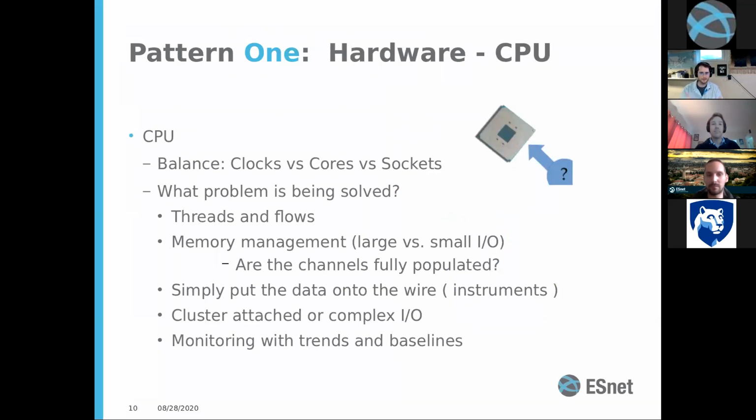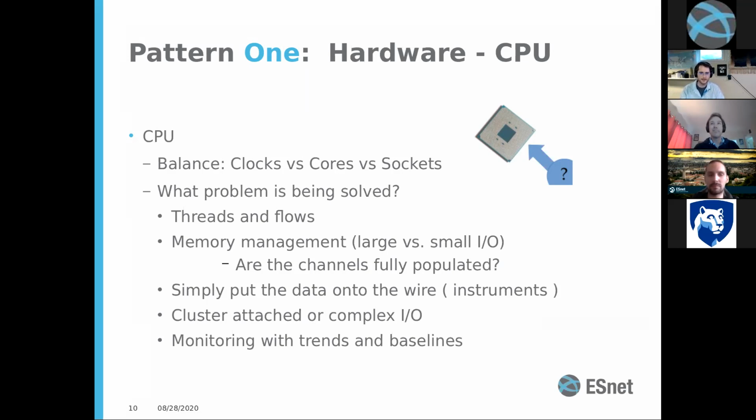So let's start with CPU. Our balance that we're trying to attain here is clocks, cores, sockets. We can add in even more balance if you want to go to it for energy efficiency. What is the problem that you're being asked to solve? Or what is the problem you want to solve? Or what problem is now solved? What does that balance look like? How does that fit? An example being something as simple as threads versus flows.